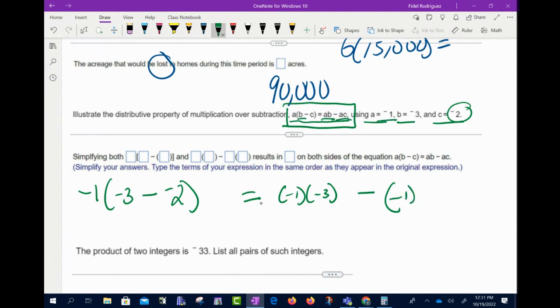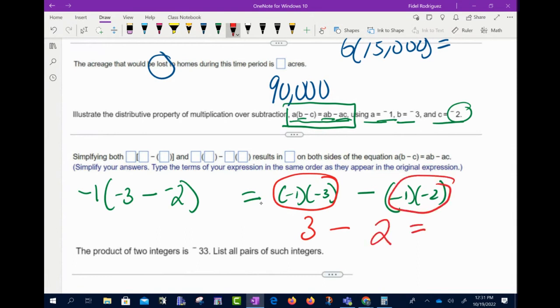So -1 times -2, okay? They're asking me to show that this is going to be true. So remember, y'all, a negative times a negative is a positive. So a -1 times a -3 is a +3, minus a -1 times a -2 is a +2. My question to y'all, what is 3 minus 2? It's 1, right?